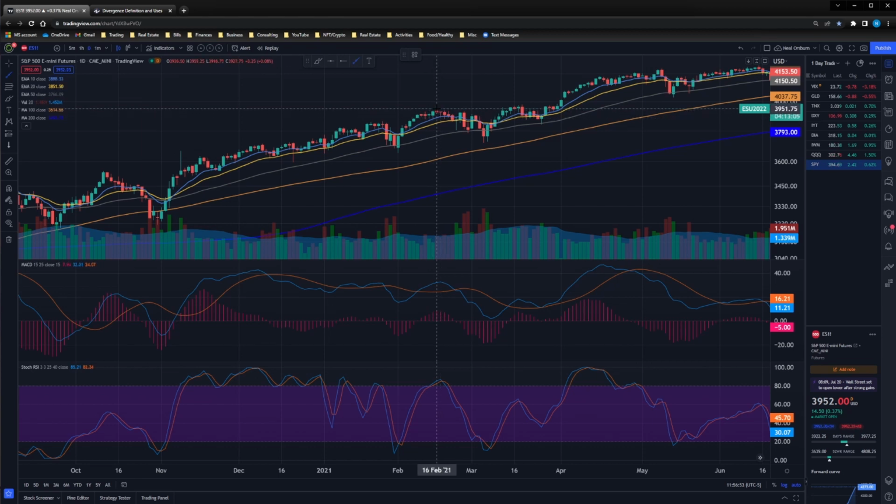So here's another relatively minor one. We have that little uptick with the stochastics and MACD, really both showing this one where we have a downtrend on the MACD and the stochastics.